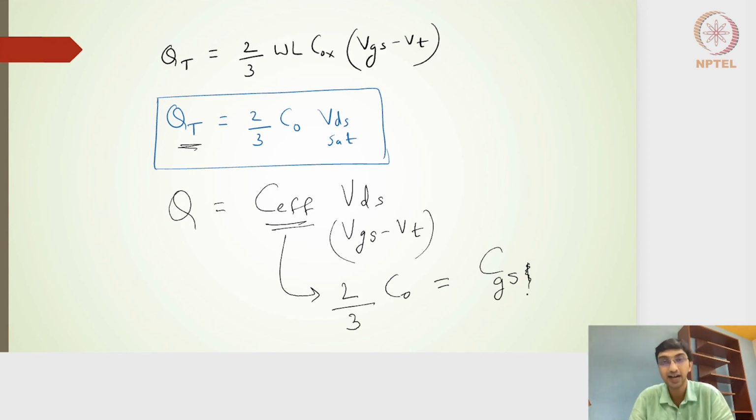So effectively, the charge that has been carried by the channel because of the pinch off region at the drain side, we will get the overall charge to be 2 by 3 C0 into Vds saturation, right? Otherwise, in the linear region, when Vds is equal to 0, the total charge is nothing but C0 into Vgs minus Vt. Here, when it reaches the saturation region, it will be 2 by 3 C0 into Vds saturation, which is nothing but Vgs minus Vt. And that's why we have an effective capacitance of 2 by 3 C0.